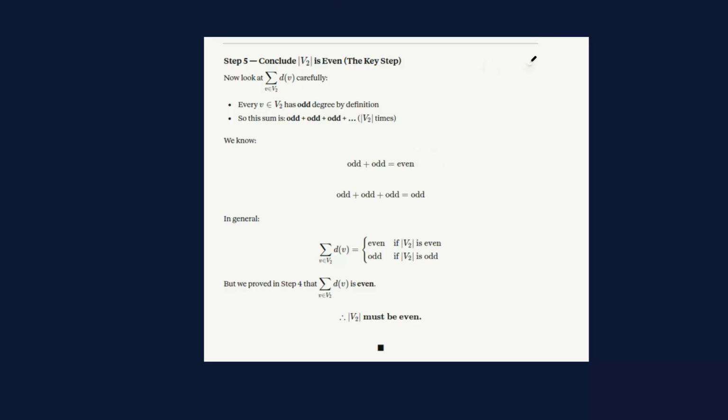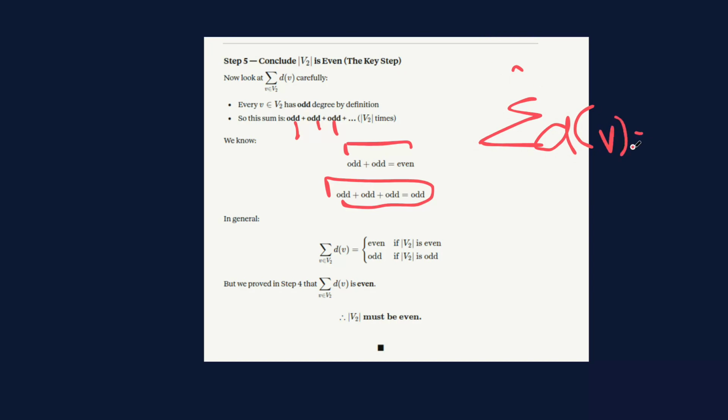So we get the sum of odd vertex degrees, and I'm getting an even. We know odd plus odd is even, and odd plus odd plus odd is odd. That means the total degree of the odd vertices is an even number. Finally, you will get an even number when you add all the odd vertices.